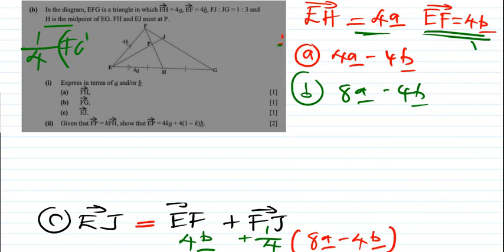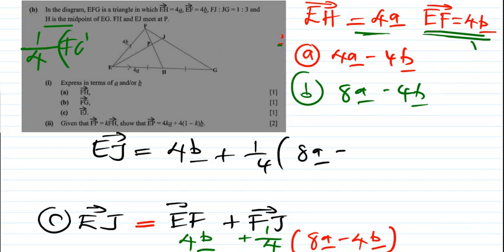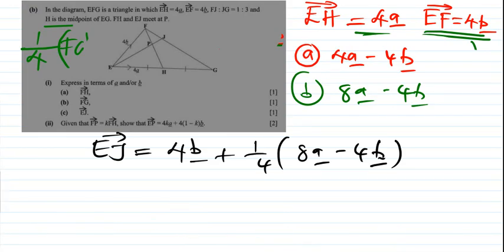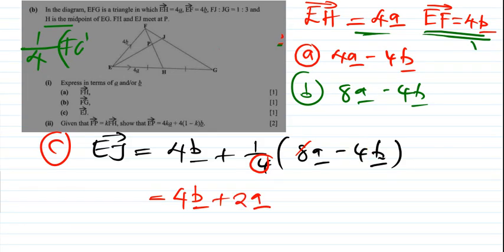So to simplify our EJ, we have 4b, and then we are adding 1 over 4 multiplied by 8a minus 4b. So multiplying by 1 over 4 implies we are dividing by the 4. Okay, so this 4 into 8 is going to give us a 2 vector A. 4 into the negative 4 is also going to give us a 1, but it's going to be a negative 1. So we don't write a negative 1, we just say negative of b.